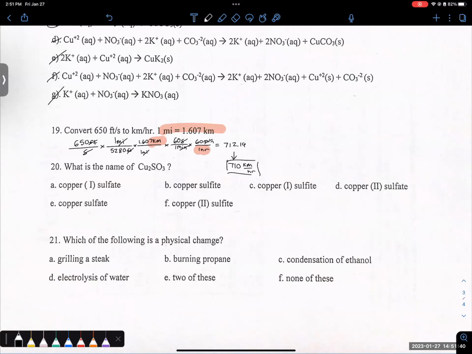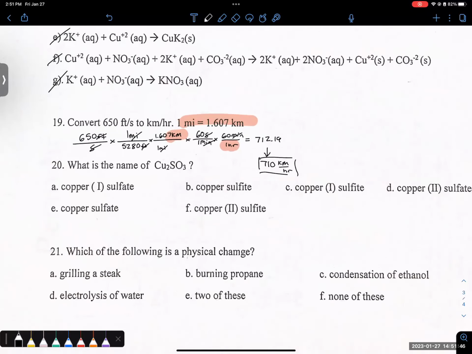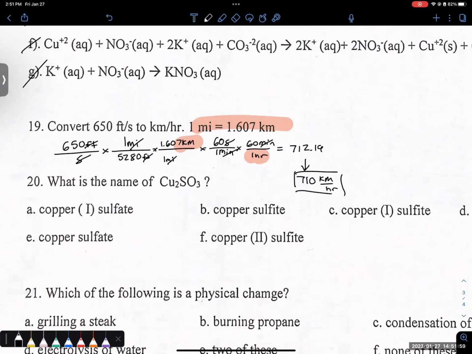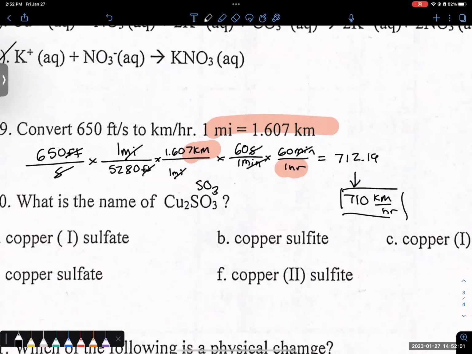What is the name of that? Copper 1 sulfide. Copper what? How do you know it's copper 1? This sulfide, which is SO3, has a charge of -2. And since there are two coppers, each one has to have a charge of only +1 in order to make it neutral. So just reverse crisscross.